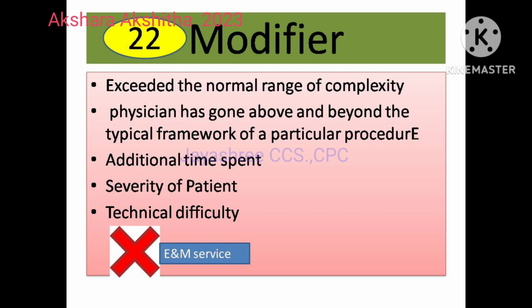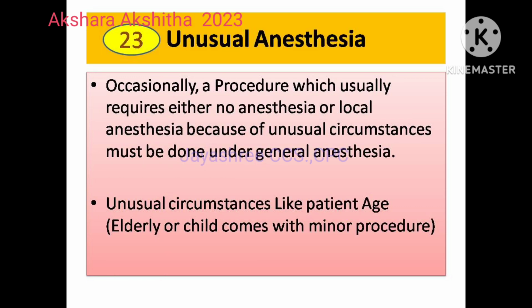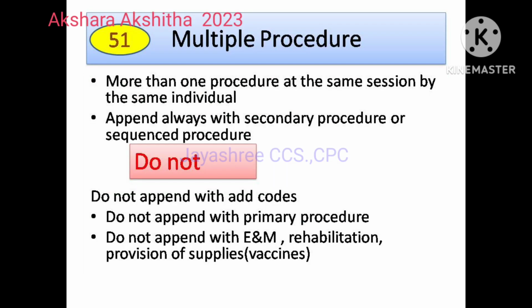So let's start from the 51 modifier. The 51 modifier is for multiple procedures, that means more than one procedure in the same session and the same individual. It may be 2 or it may be 3, 4. If there is more than one procedure, we need to append the 51 modifier to the subsequent procedures, not to the primary procedure. So always this modifier should be appended to subsequent procedures only.